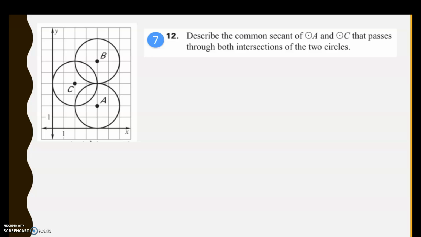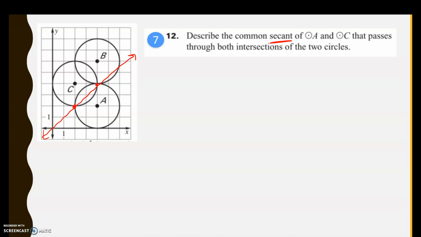Number 7 wants the common secant between A and C. And remember your secant, this is a line that passes through the circle and continues on. So it's asking what secant goes through A that also goes through C. So what has both intersections of the two circles? That'd be this point right here and this point right here, because that would go through A and also go through C. So what is this guy? It's this line right here.